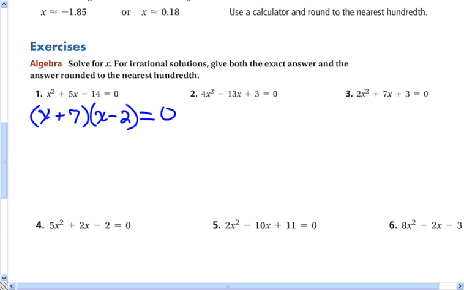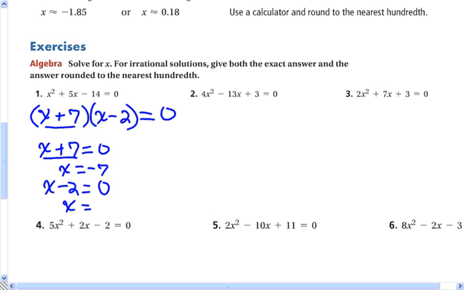The zero product property is fairly obvious: if you're multiplying two numbers together and you get 0, one of those numbers has to equal 0. So either we get 0 from this binomial, x plus 7, or we get 0 from the other binomial, x minus 2. The number that would give us 0 here is negative 7. The number that gives us 0 here is 2. So x equals 2 and x equals negative 7 are the two solutions to that equation.